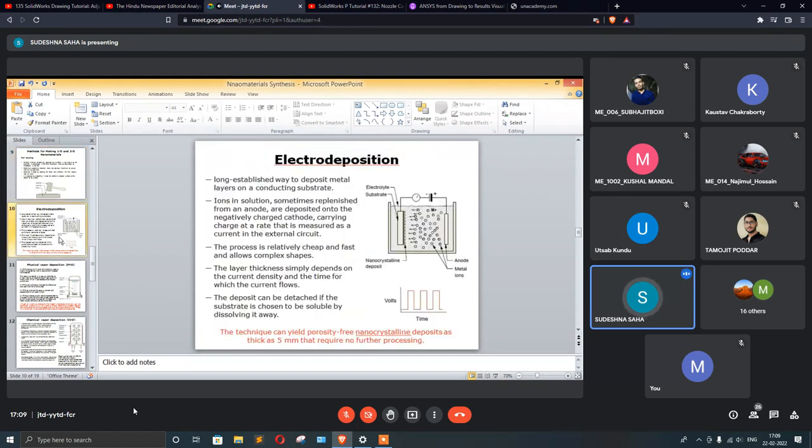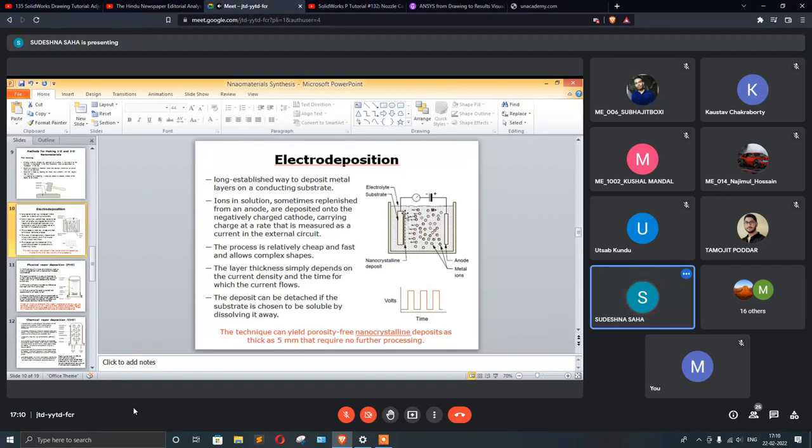Then the next one is electrodeposition. All of you already have talked about or know what electrodeposition is, but we can carefully handle this electrodeposition so as to create a very, very thin layer, from a couple of nanometers to even up to 5 millimeter, which actually requires no further processing.